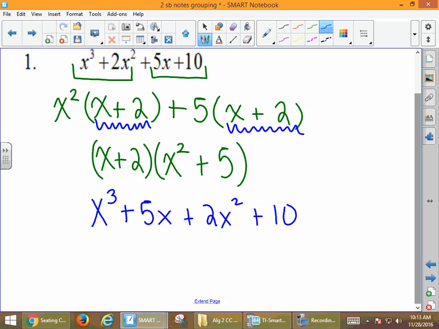It's a different order, but if you look back at the problem, when we FOILed our answer, here's x cubed. Here's the 2x squared, 5x, and 10. We come up with the same problem. It's in a little bit different order, but we still came up with the problem. So if you feel the need to check on a test, on a quiz, on your homework, all that you would have to do is FOIL your answer, and you should come up with the original problem. It might be in a different order, but it still should be the same problem.